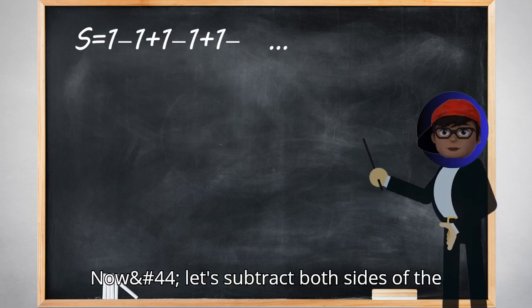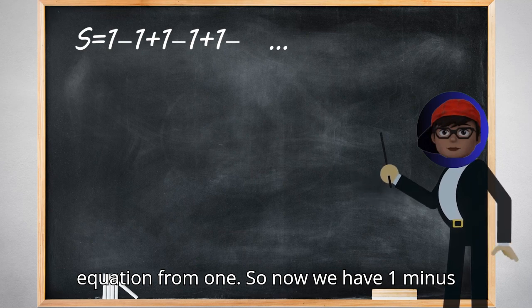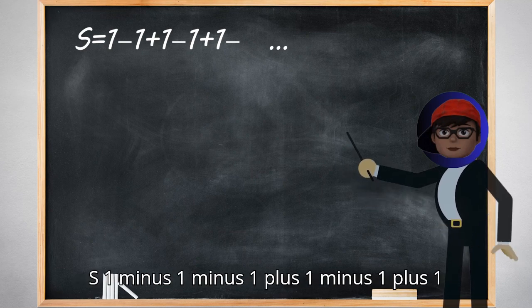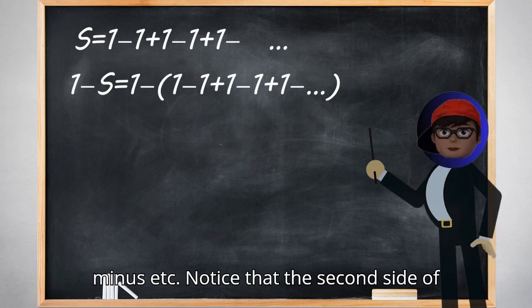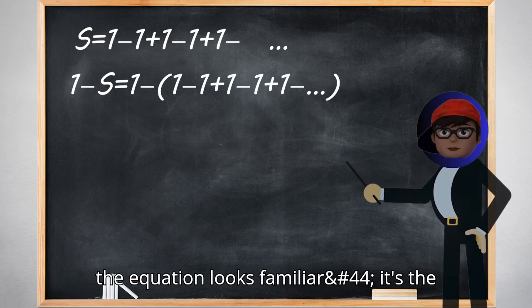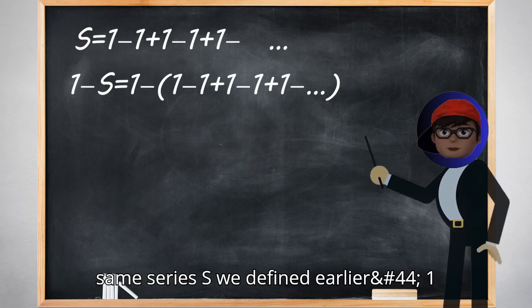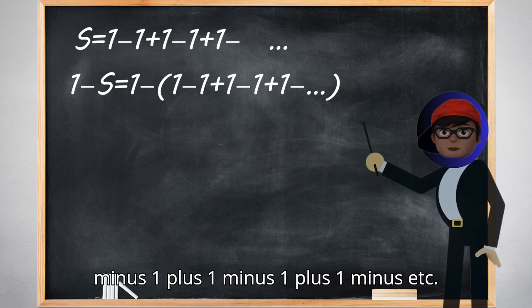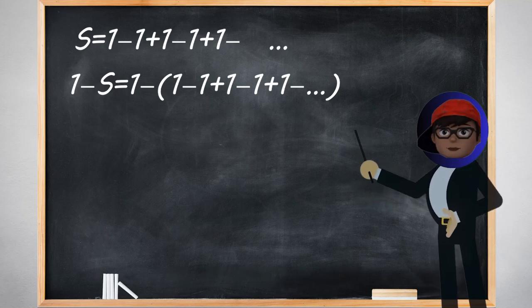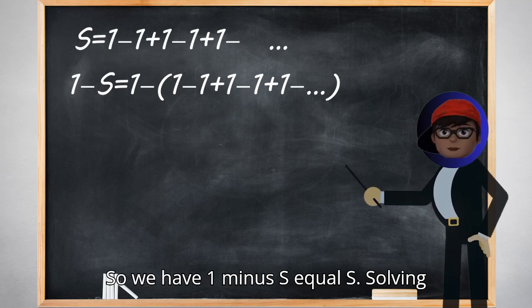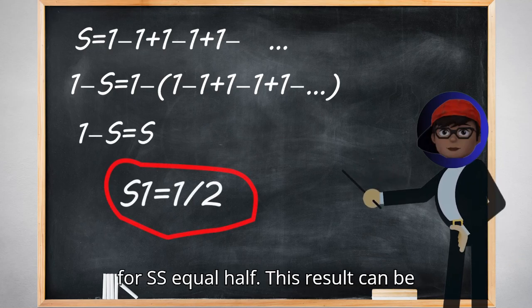Now, let's subtract both sides of the equation from 1. So now we have 1 minus S = 1 minus 1 plus 1 minus 1 plus 1 minus 1, etc. Notice that the right side of the equation looks familiar. It's the same series S we defined earlier: 1 minus 1 plus 1 minus 1 plus 1 minus, etc. So we have 1 minus S equals S. Solving for S, S equals a half.